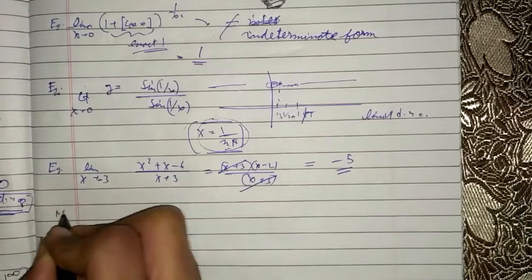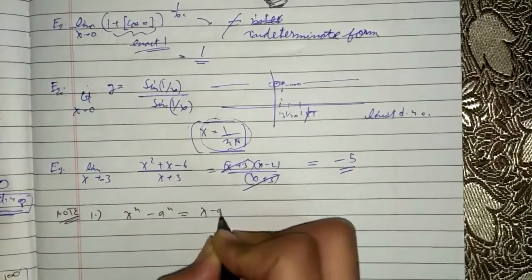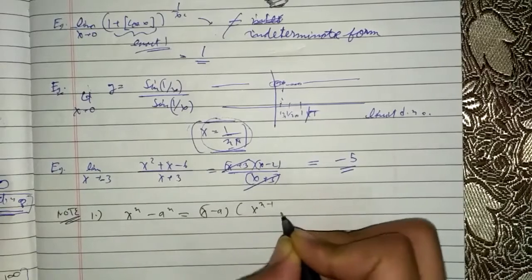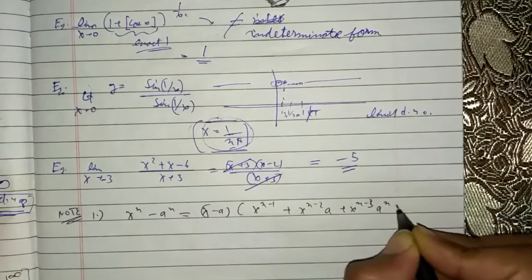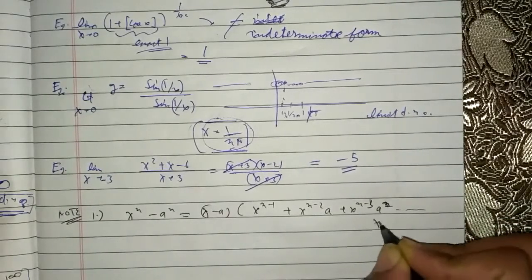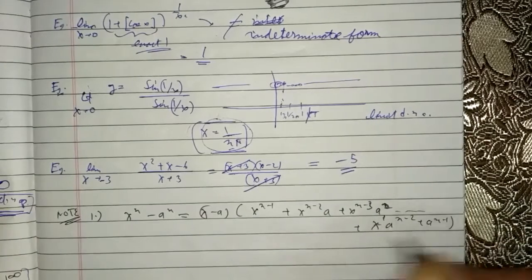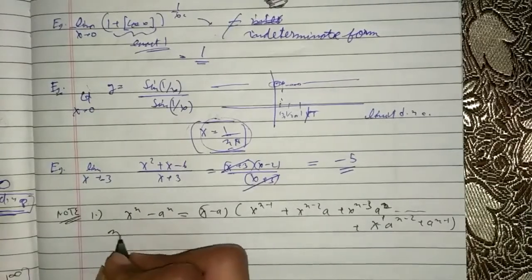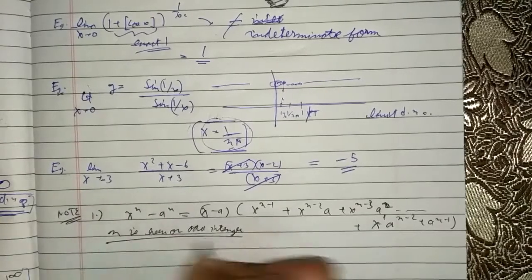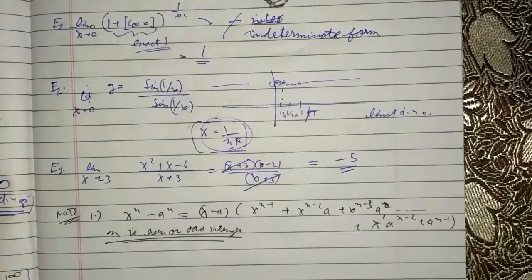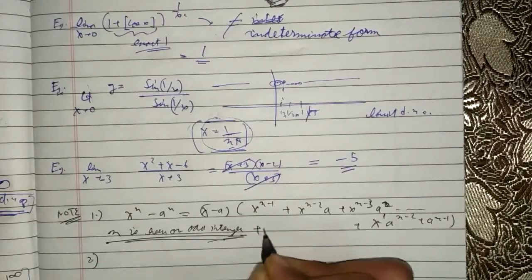And now an important note. First, x to the power of n minus a to the power of n is equal to (x minus a) into (x to the power n minus 1 plus x to the power n minus 2 a plus x to the power n minus 3 a squared, and so on till x to the power 1 a to the power n minus 2 plus a to the power n minus 1), where n is an even or odd integer. This is valid for all n, whether even or odd positive integers.